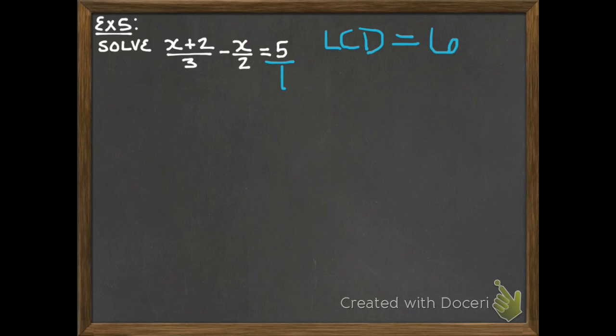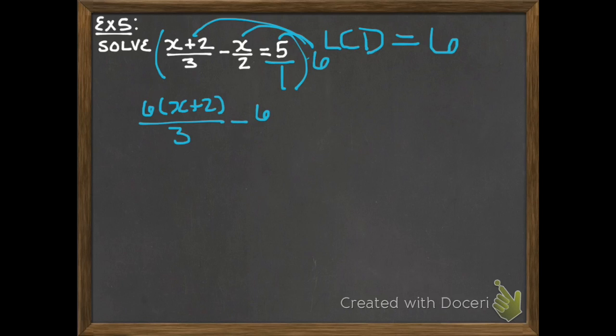So again, and there are other ways to do this next step. Some of you might have a different method that works for you, as long as you're getting the same answer. That's all that matters. But again, I like to just multiply both the left side and the right side by that least common denominator. So here it's going to be times 6. So again, you have to distribute it to all parts of the left and right side of the equation. So that's going to give me 6 times (x plus 2) divided by 3 minus 6 times x divided by 2 equals 5 times 6, which is 30.